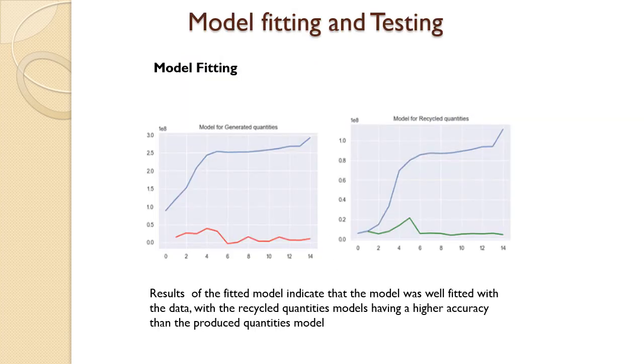In this model fitting testing, we can see two results. The left chart shows the generated quantities and the right chart shows the recycled quantities. The results in this section indicate that the model was well fitted to the data, with the recycled quantities model having a higher accuracy than the produced quantities model.